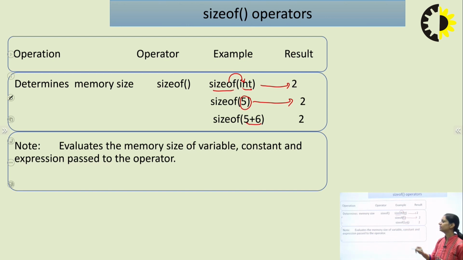Whenever an expression is entered into the sizeof operator, it first evaluates that expression. So 5 plus 6 is 11. 11 is an integral value or an integer constant. Again, the size of 11 would be 2 bytes.